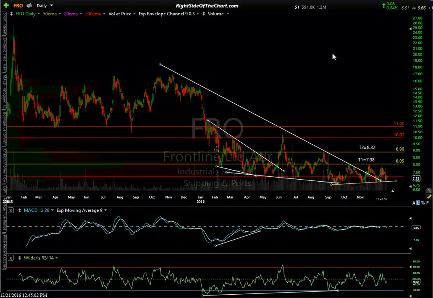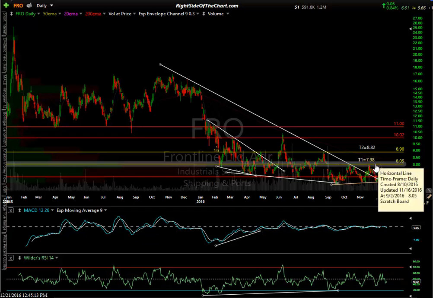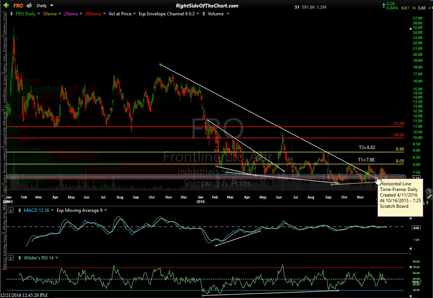FRO, this is Frontline. This is a shipper. This one, trying to recall, we added it somewhere back here. We hit the first target in one day. In fact, in 1 hour, we hit that first target for about a 4.2% gain. So we already hit the first target, pulled back, and it did go on to exceed.